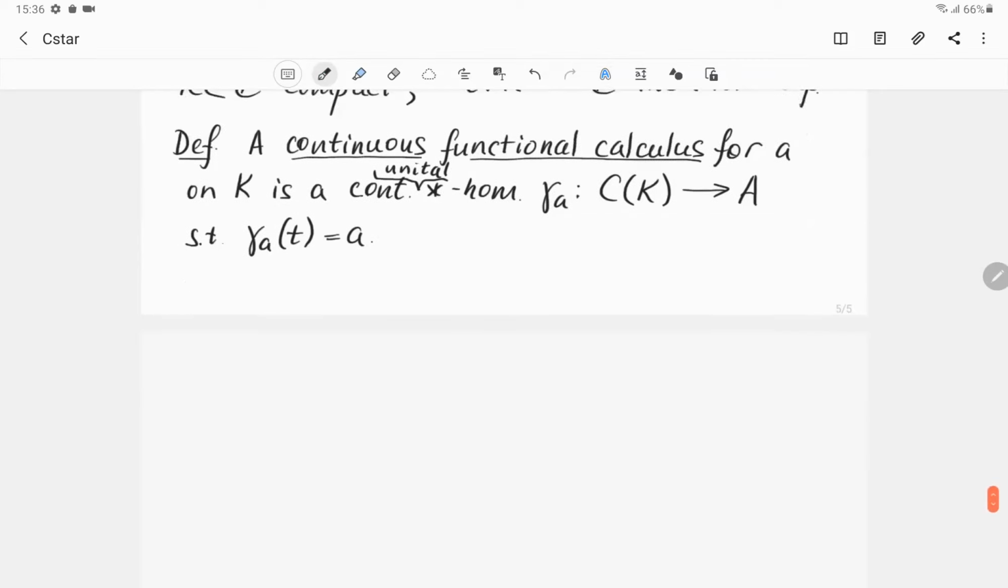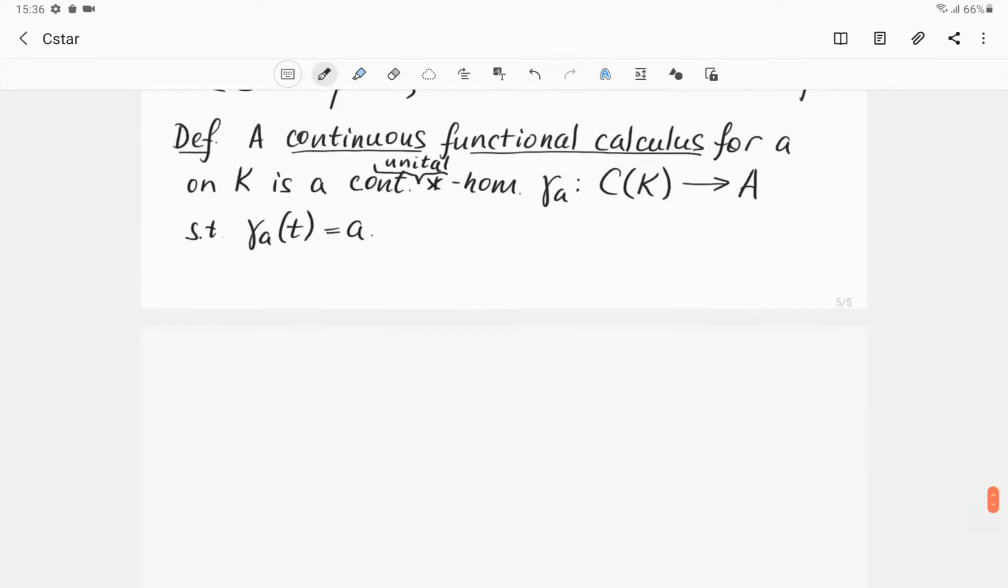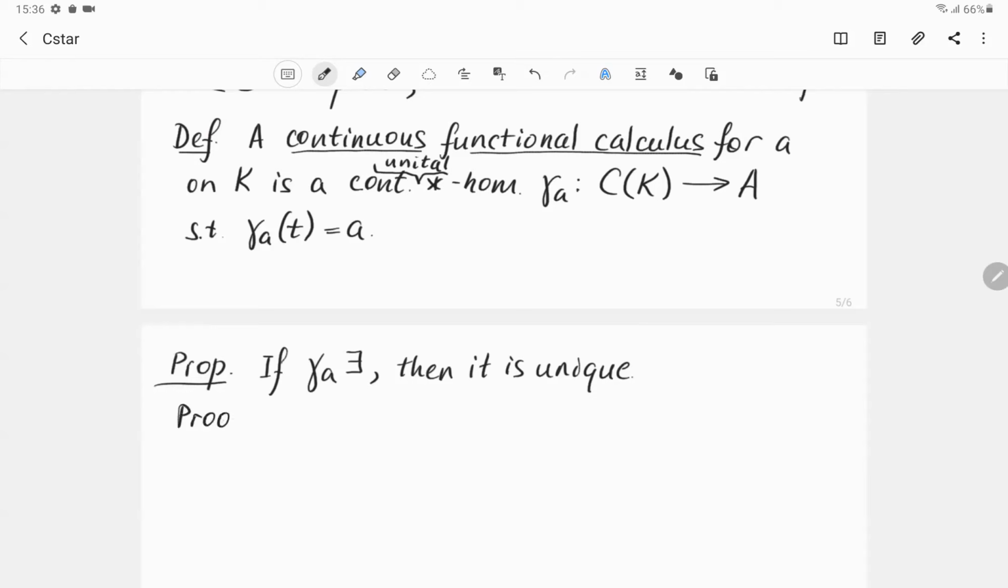Okay. First of all, let's prove the uniqueness. We have the following result. If gamma A exists, then it is unique. Well, this is a simple application of the Stone-Weierstrass theorem.